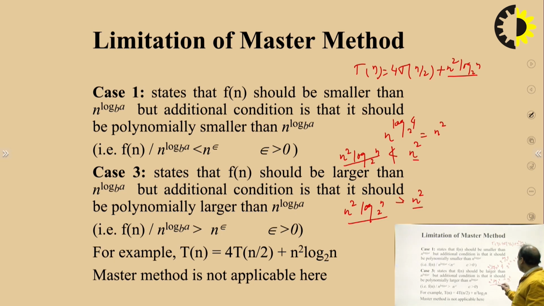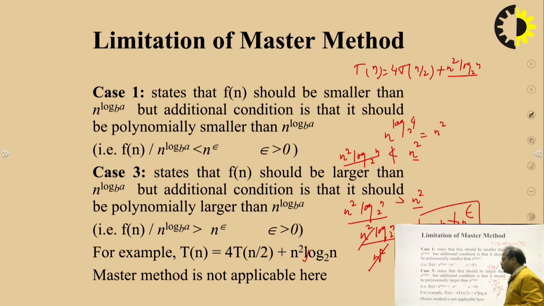If you check the polynomially larger condition, you know it is not polynomially larger than this. n² log n divided by n², this cancels out and is equal to log n. This is not greater than n to the power epsilon, because log n cannot be greater than that. So this means that case 3 is also not going to work.